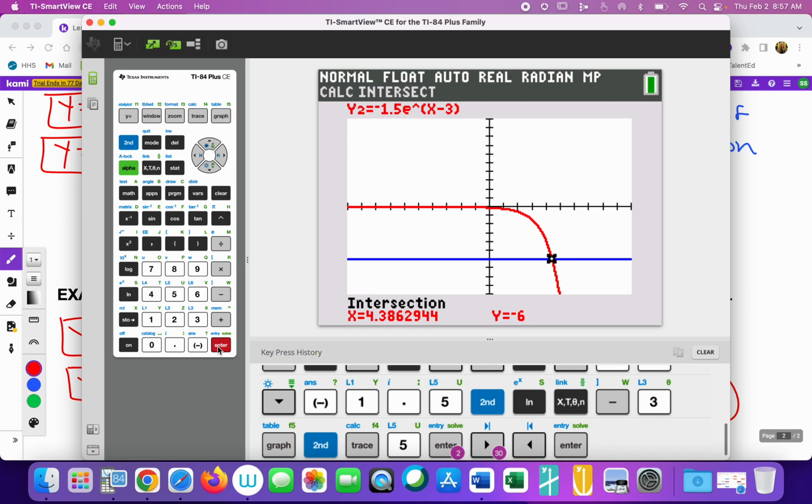Questions? So we did 3 different things today. Are there any questions on anything we did? Are we all clear on where the base e is?